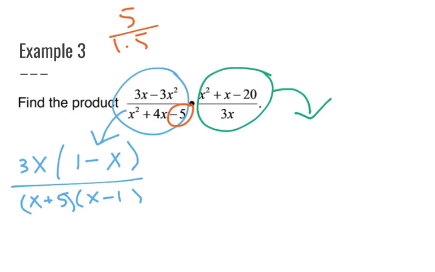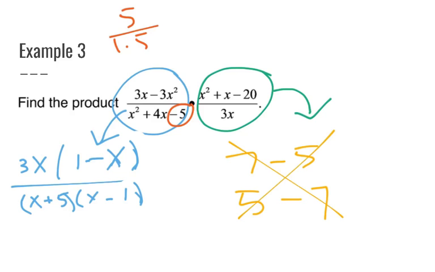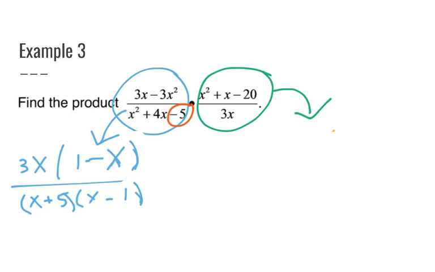Okay, you might be tempted to say this and this cancel. However, that is not true, because 1 minus x is not the same thing as x minus 1, just like 7 minus 5 is not the same thing as 5 minus 7. So, as it is, there is nothing that I can cancel with the 1 minus x on the top and the x minus 1 on the bottom.